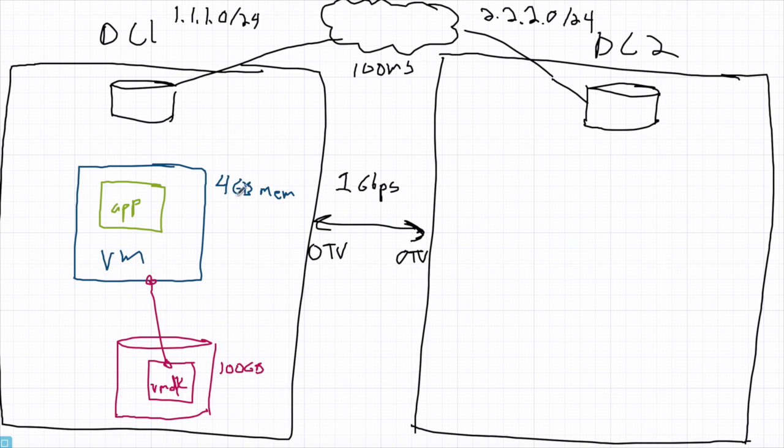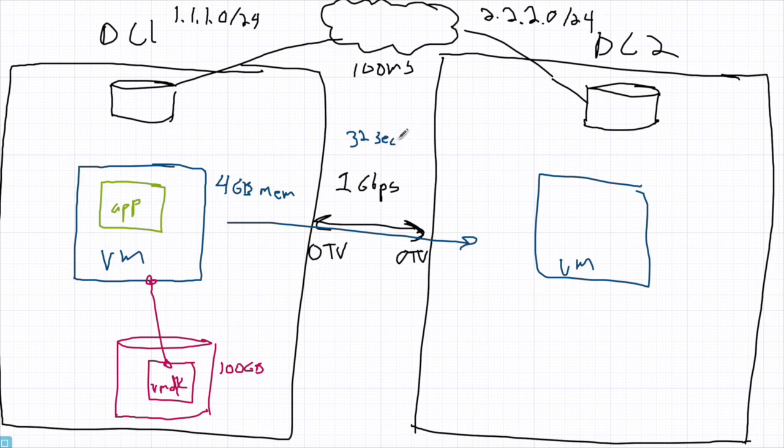Now, how long is it going to take us to move 4 gigabytes of memory when we do this vMotion in order to get this virtual machine from that data center to this data center? Well, 4 gig, if you multiply it by 8, is 32 gigabits. If I can do 1 gigabit per second, that's going to be roughly 32 seconds. So it's going to take us 32 seconds to fully migrate that virtual machine over to this second data center.